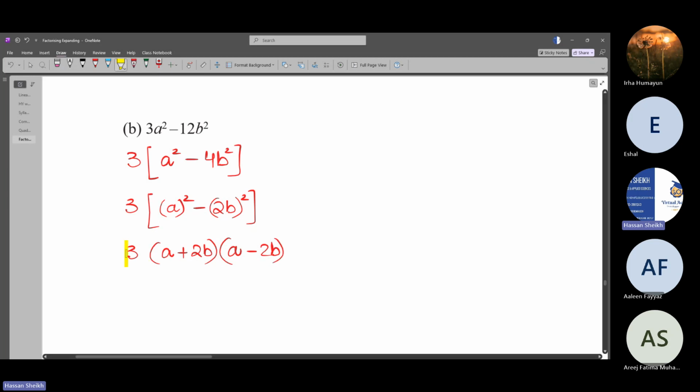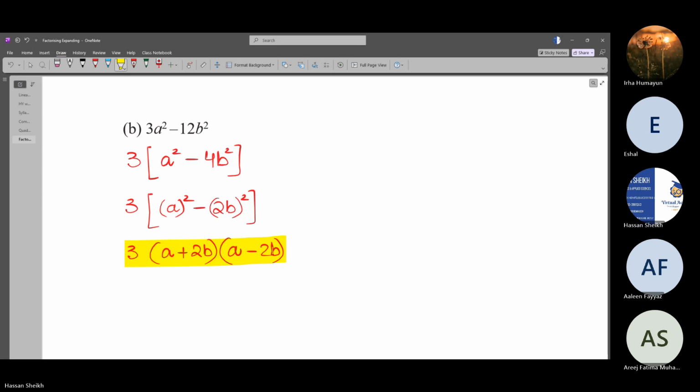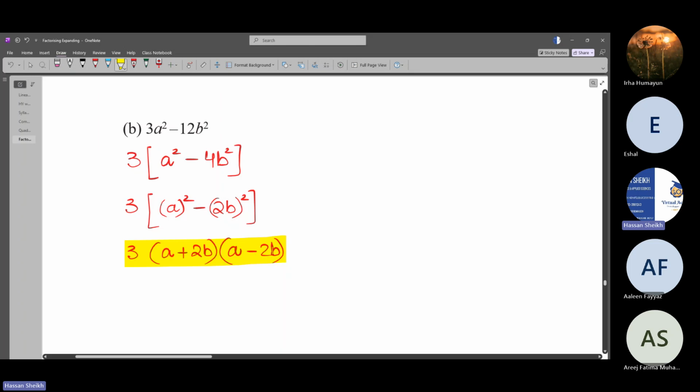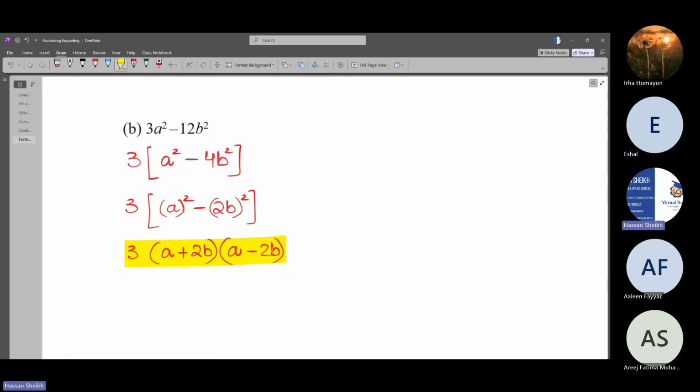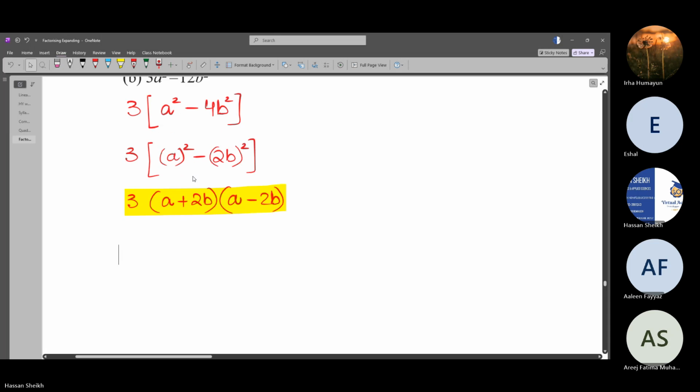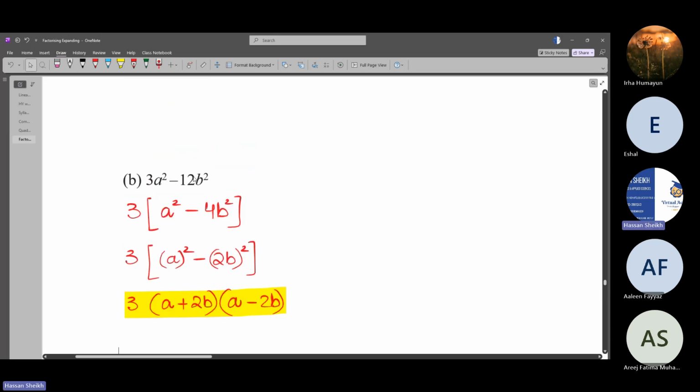Students, if you have doubt understanding the difference of square formula, let me know. I'll explain it again. Don't hesitate. You may ask any question. You can interrupt me if you think that I'm going too fast. Stop me right there if you think you didn't understand any of the steps. You can ask me multiple times for any confusion or doubt you have. Okay? No doubt. No.